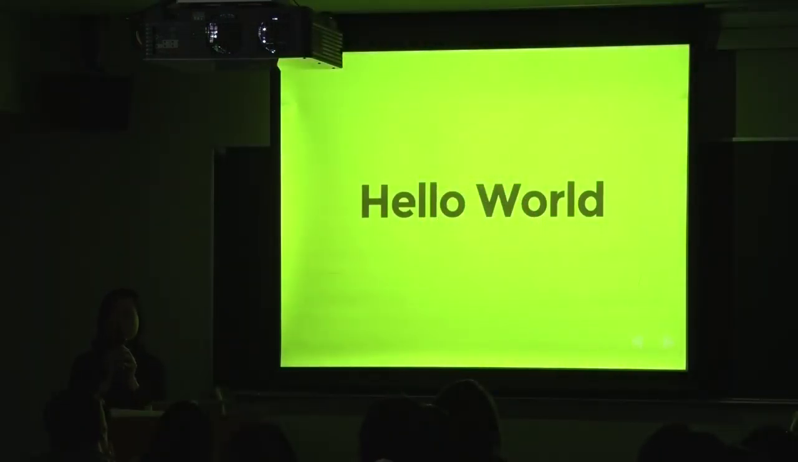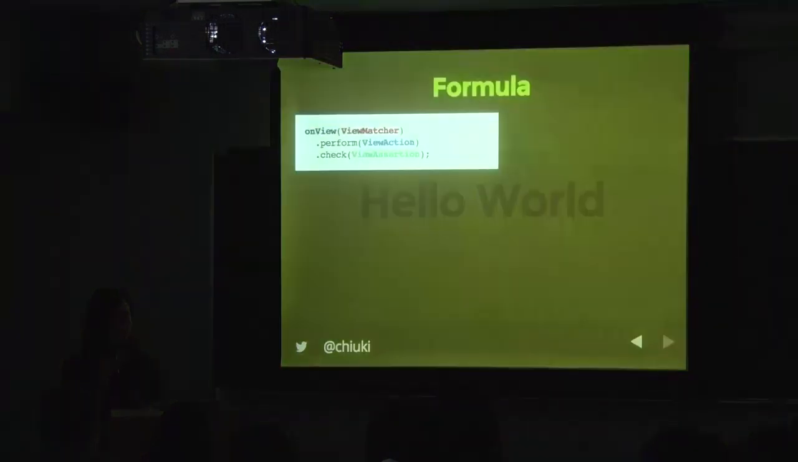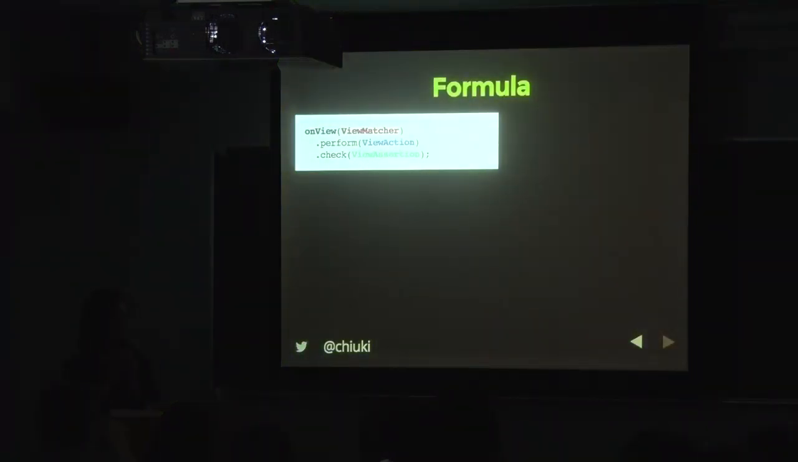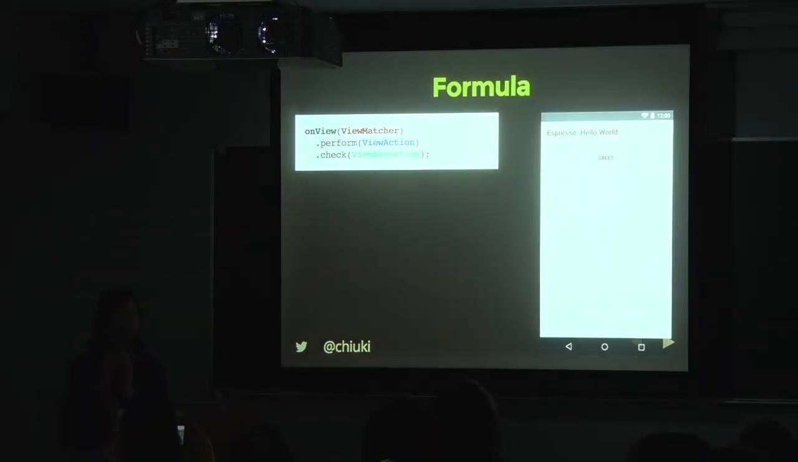Next, we are going to go through a Hello World example. Espresso follows a formula: onView, perform, and check. onView takes a view matcher, so you use that to look for the particular view that you want to act on. Once you found the view, you can call some view actions using the perform function, and then you can also check and make sure that it is how you think it should be. We'll go through an example called Hello World. And the way this works is that the greet button, when you click on it, will become disabled. So you can only greet once.